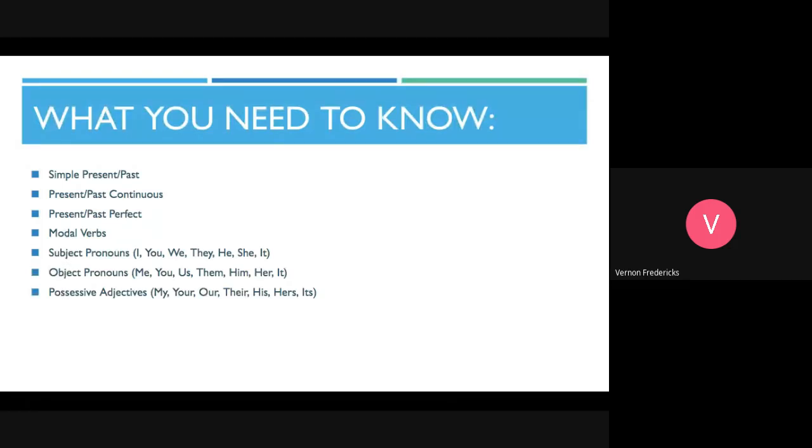Okay, so what do we need to know? We need to know the simple present and the simple past. We need to know the present continuous and the past continuous. Present perfect, past perfect. We also need to know modal verbs. And then we have subject pronouns: I, you, we, they, he, she, and it. Object pronouns: me, you, us, them, him, her, and it. Possessive adjectives: my, your, our, their, his, hers, and its.